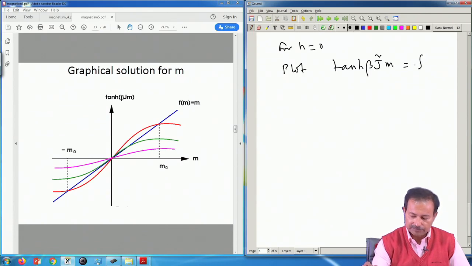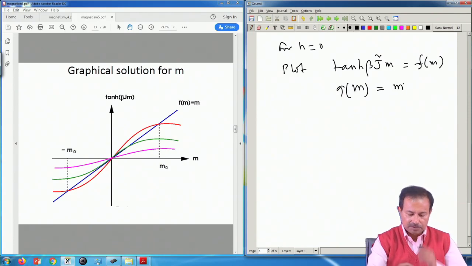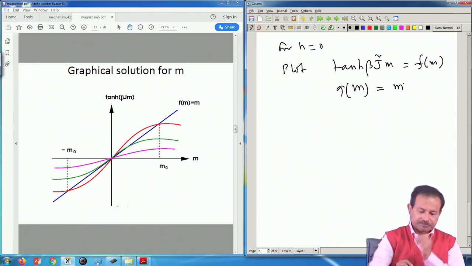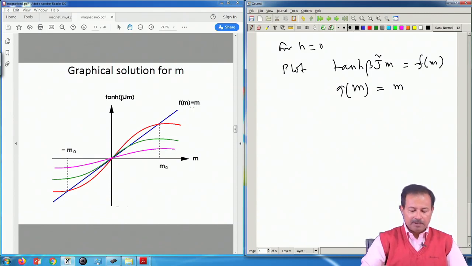So, this is your f, some function of m, and also plot another function, which is g of m equal to m. That is basically a straight line with a slope 1, and the intersection of these will be the solution. That is as simple as that. Now, how does one find out the solution?